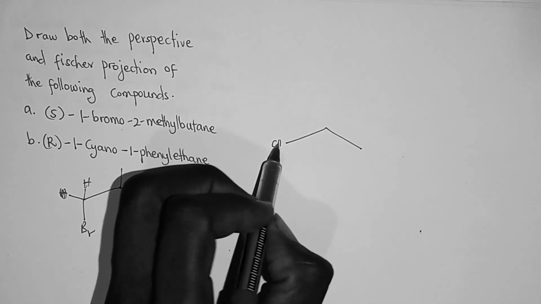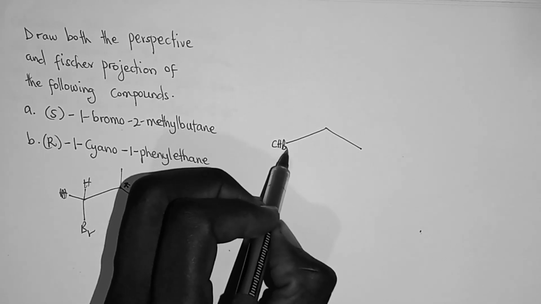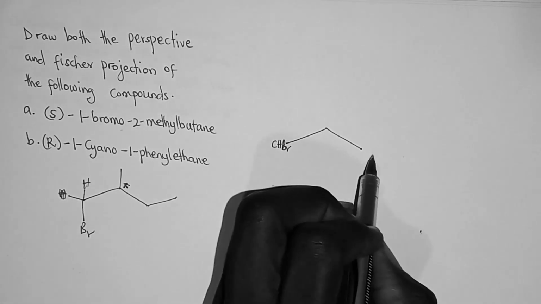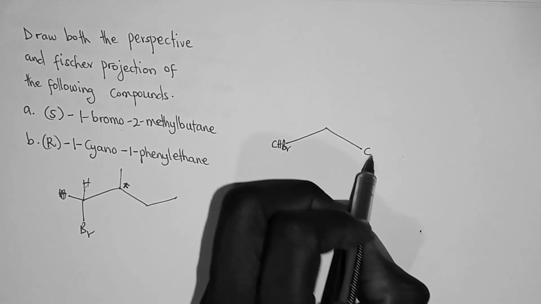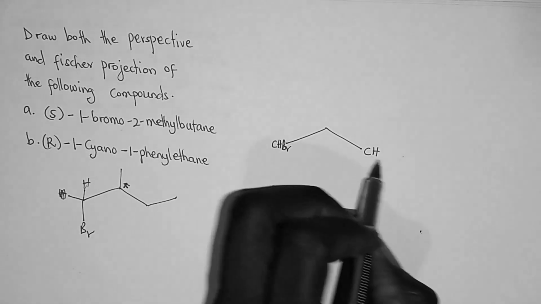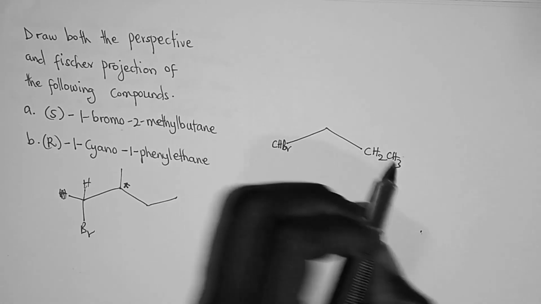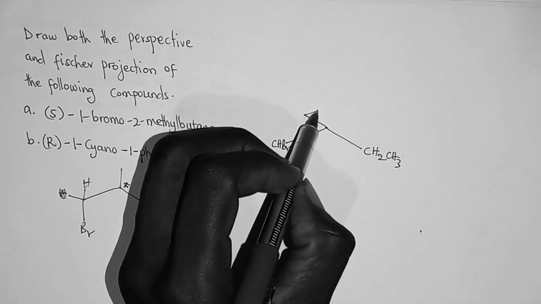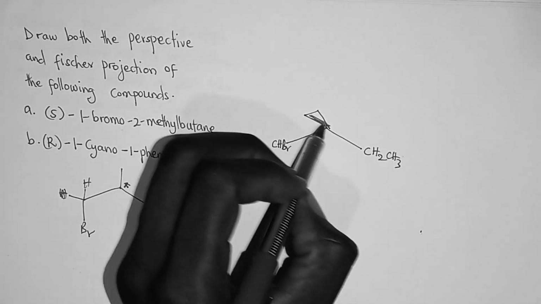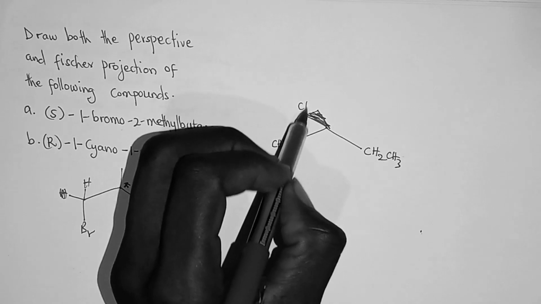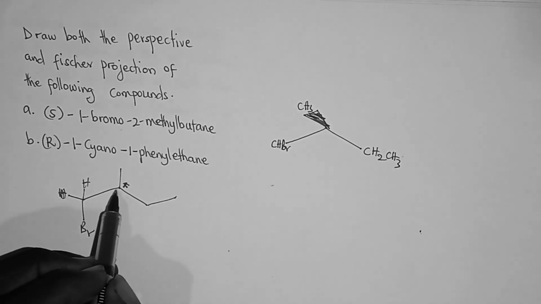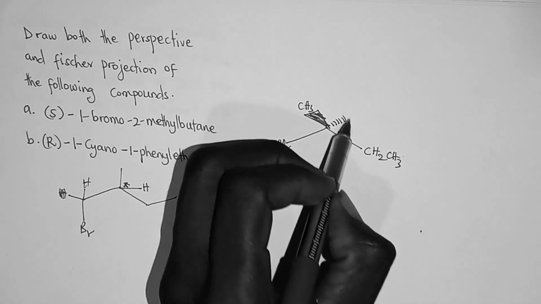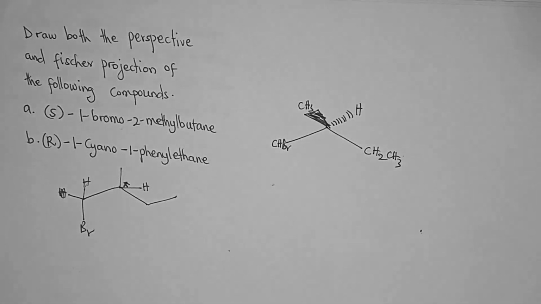So there's a CHBr at this part, and then there's an ethyl group here, which is a CH2, CH3, and then there's a methyl group. So let's put the methyl group on the wedge bond. There's a CH3 here, and there's also a proton that I didn't show. There's a proton here. So let's put the proton on the dash bond.